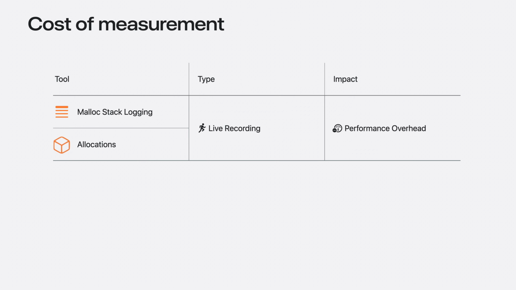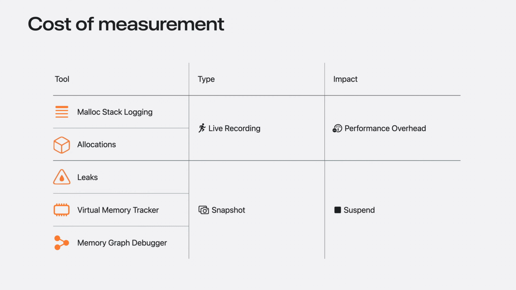Part of performance is being aware of observation cost. Malloc stack logging and allocations track live data, which requires some memory and CPU to record information about every allocation. Leaks, VM tracker, and memory graphs are snapshot-based, which requires the target app to be suspended during analysis. This can cause your app to briefly stutter or hang during the snapshot process.